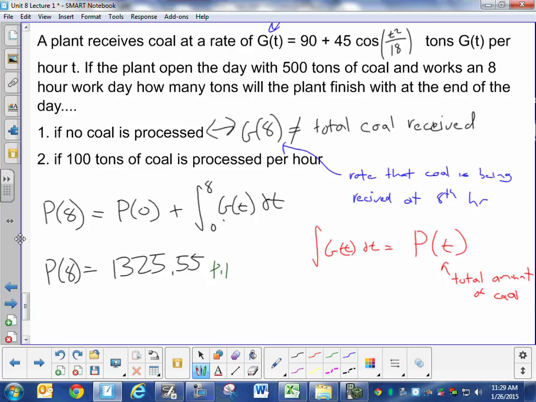Now, part two, figure out how much coal is in the plant at the end of the day if 100 tons of coal is being processed per hour. So that means we're receiving coal, we're processing it, we're refining it, doing something to it before we send it out on a train. What do I have to do to get part two? Anybody?